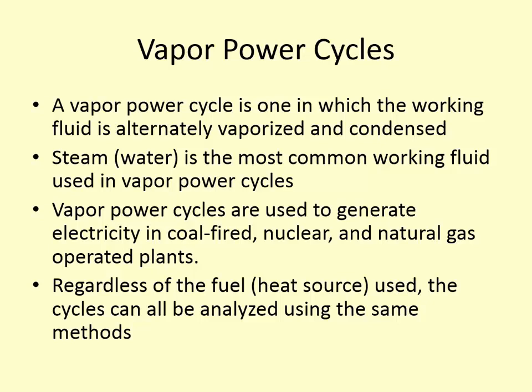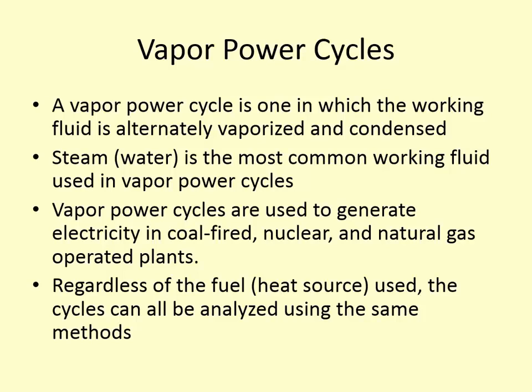So we have seen examples in our area of coal-fired power plants. However, nuclear power plants also use a vapor power cycle to generate the energy rather than using the coal to heat the water. They're using nuclear power. And then natural gas operated power plants, again, generally using water as the working fluid.